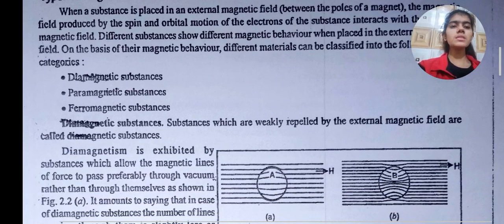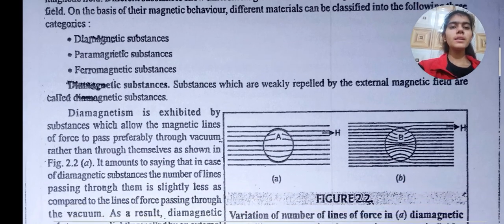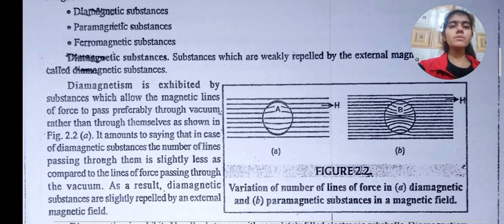Diamagnetic substances are those substances which are weakly repelled by the external magnetic field. Diamagnetism is exhibited by substances which allow the magnetic lines of force to pass preferably through vacuum rather than through themselves, as shown in figure 2.2. We can see here it amounts to saying that in case of diamagnetic substances, the number of lines passing through them is slightly less as compared to the lines of force passing through the vacuum. As a result, diamagnetic substances are slightly repelled by an external magnetic field.